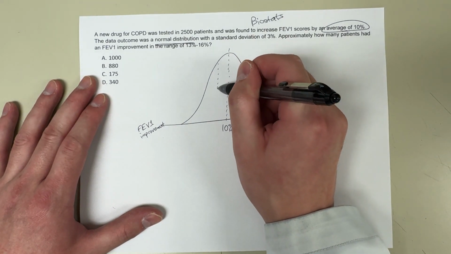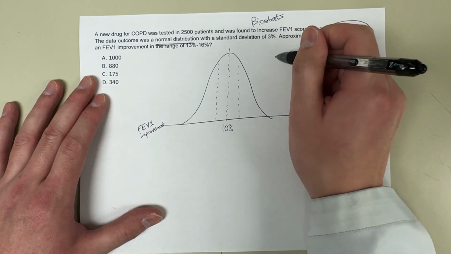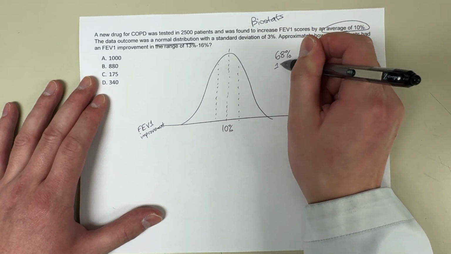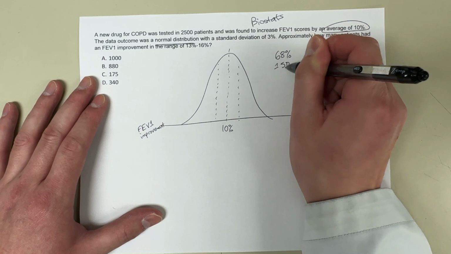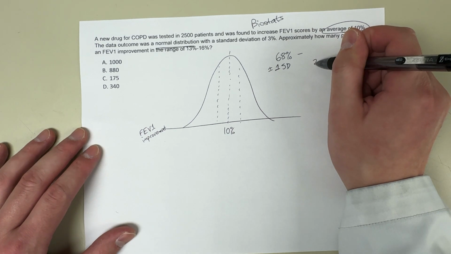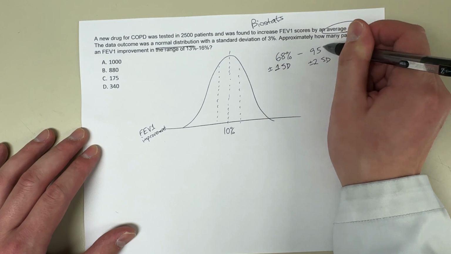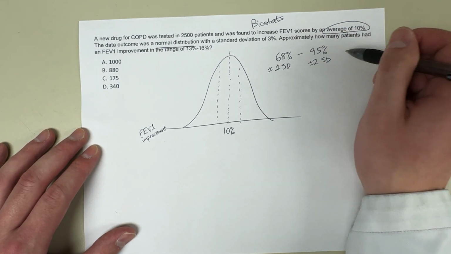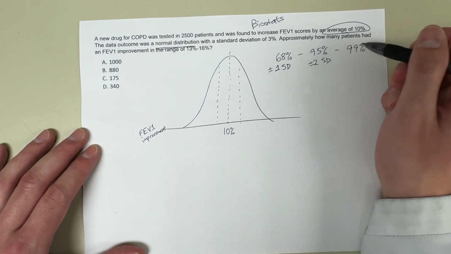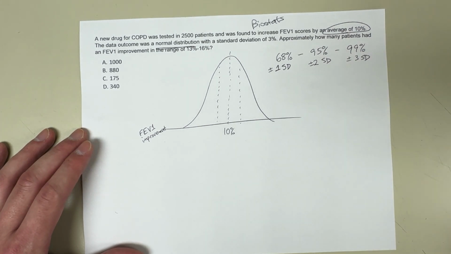So then within plus or minus one standard deviation of the average, you probably all remember that 68% of your data falls within plus or minus one standard deviation from the average. And then within plus or minus two standard deviations of the average, you have 95% of your data. And then within 3 standard deviations plus or minus from the average, you have 99% of your data.